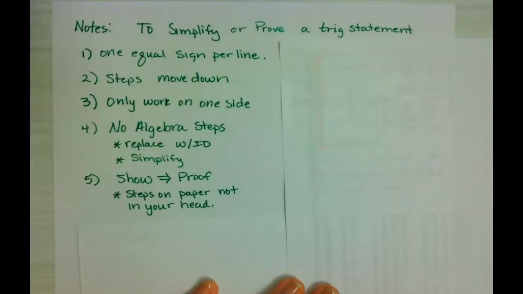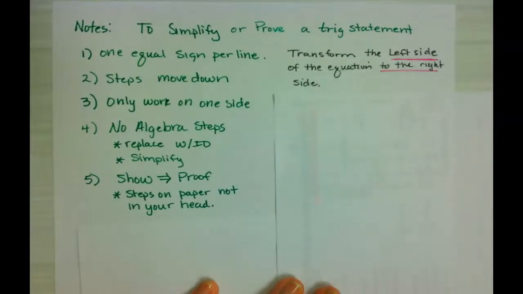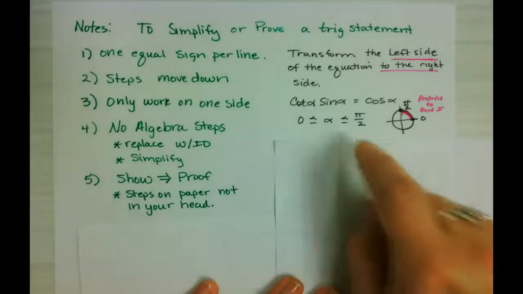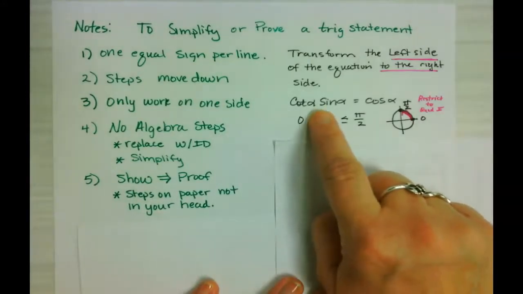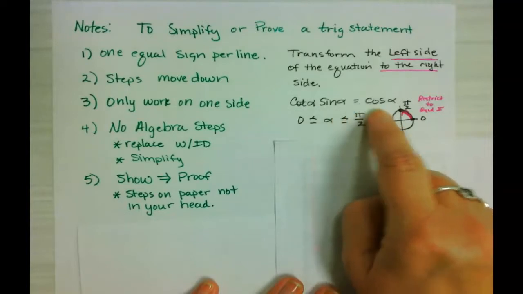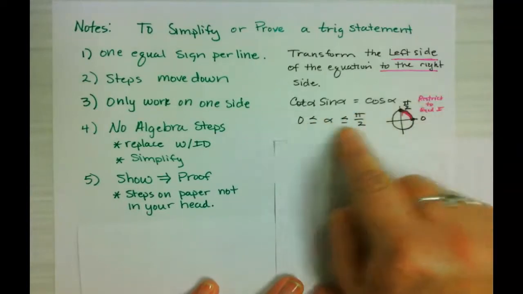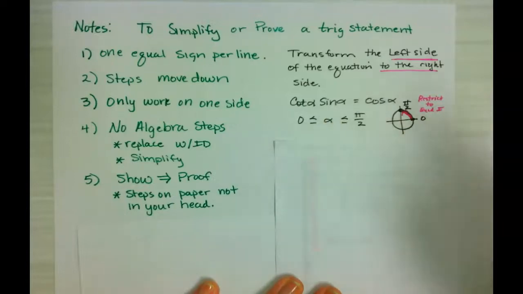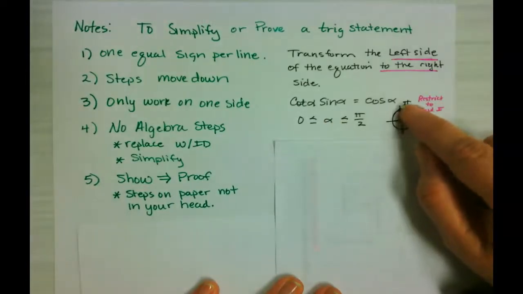If you're simplifying, you can mark out some things and do a few shortcuts there. So it's going to give you directions, or sometimes you're just going to have to know. So it's going to say transform the left side of the equation to the right side or something like that. And so in this case, this is our problem we're going to do. It gives you cotangent alpha sine alpha equals cosine alpha. And it gives you this restriction right here, which means that alpha is between 0 and pi over 2. So that means it's in this first quadrant of the circle.